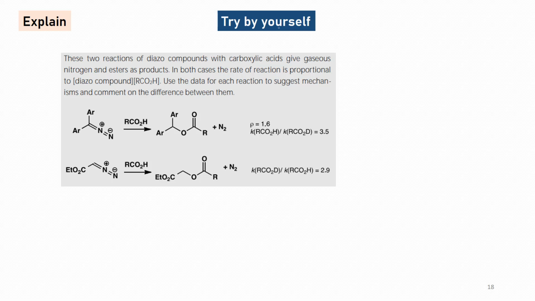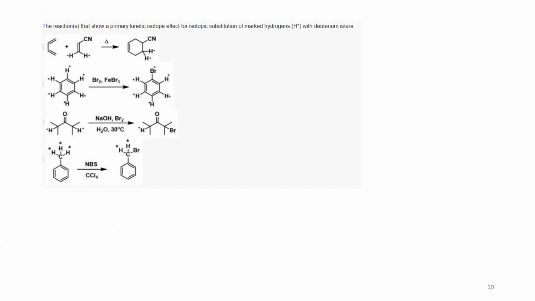Okay, let's go to the next slide. So what they ask: which reaction shows a primary kinetic isotope effect for isotopic substitution of the marked hydrogen with deuterium? Among these reactions, if the marked hydrogen has been substituted with deuterium, which of these will show a primary kinetic isotope effect? That means the kH by kD value will be greater than 1.